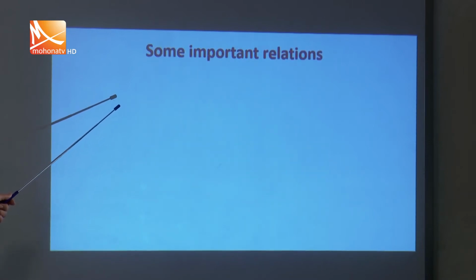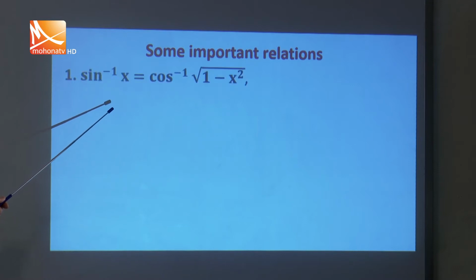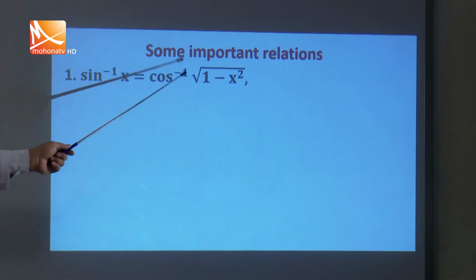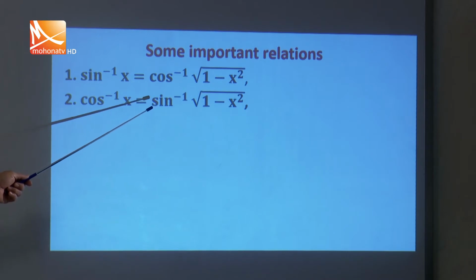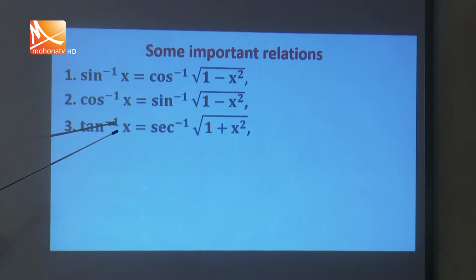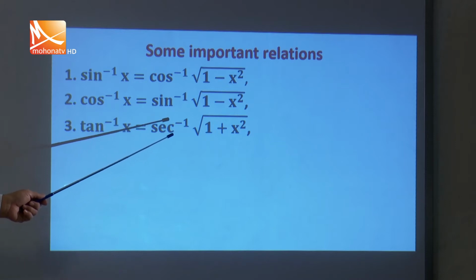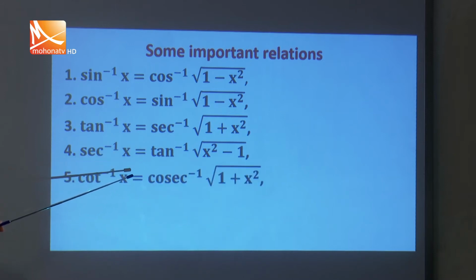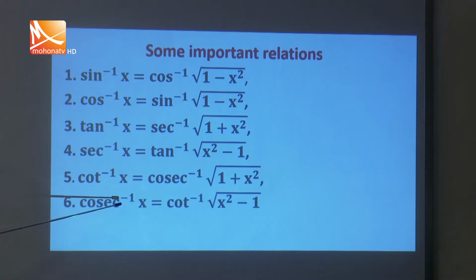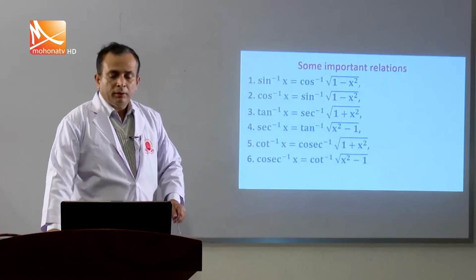Some more important relations: sin inverse x equals to cos inverse root 1 minus x square. Similarly, cos inverse x equals to sin inverse root 1 minus x square. Then tan inverse x equals to sec inverse root 1 plus x square. Then sec inverse x equals to tan inverse root x square minus 1. Then cot inverse x equals to cosec inverse root 1 plus x square. Then cosec inverse x equals to cot inverse root x square minus 1.